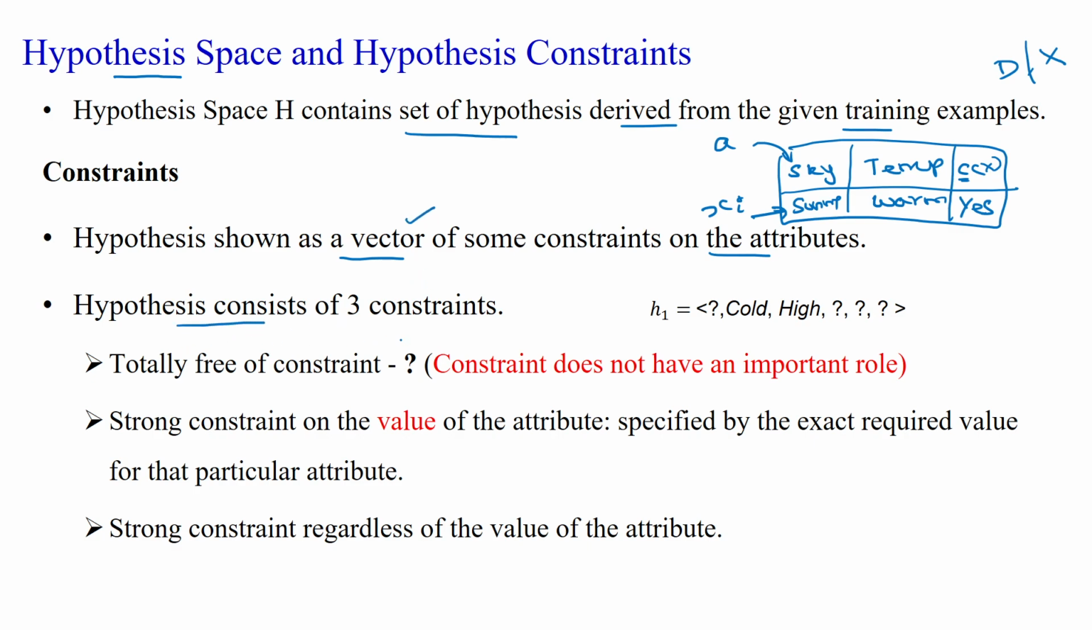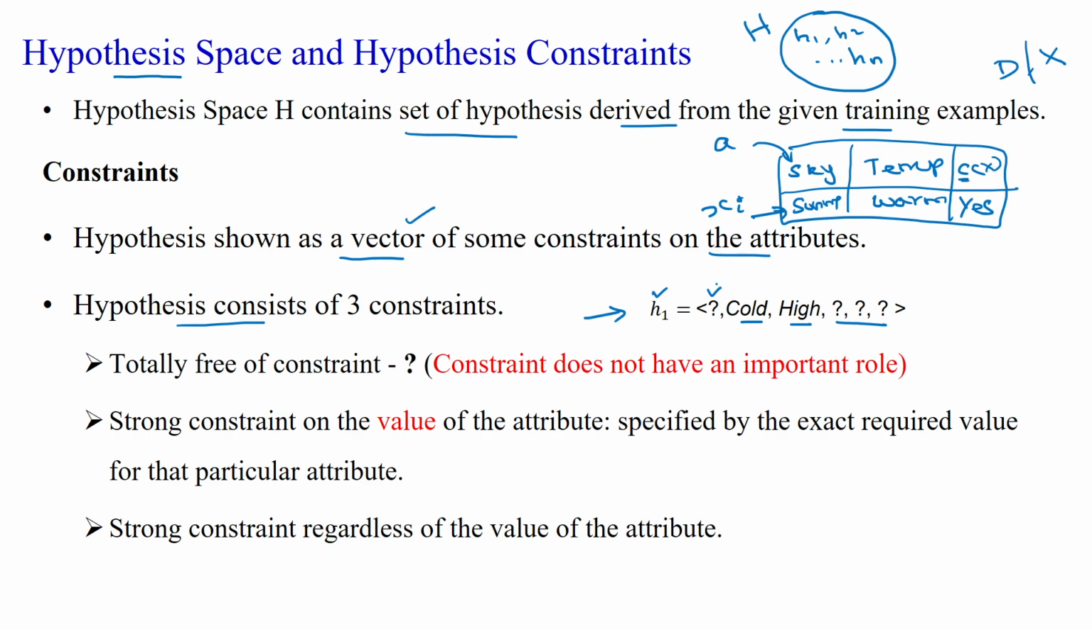A hypothesis consists of three constraints. For example, I derived one constraint h1. H means hypothesis, right? Hypothesis space means it will have n number of hypotheses inside the hypothesis space. So here this H is the hypothesis space, and small h1, h2, hn are the number of hypotheses. Based upon the constraints, we are deriving some hypothesis. The question symbol here, some specific value cold, then high, then some question symbol.